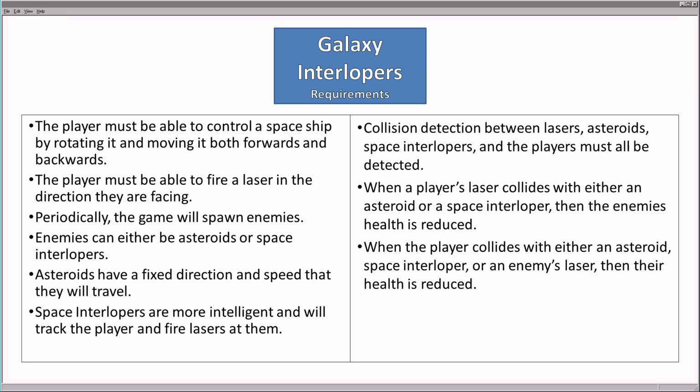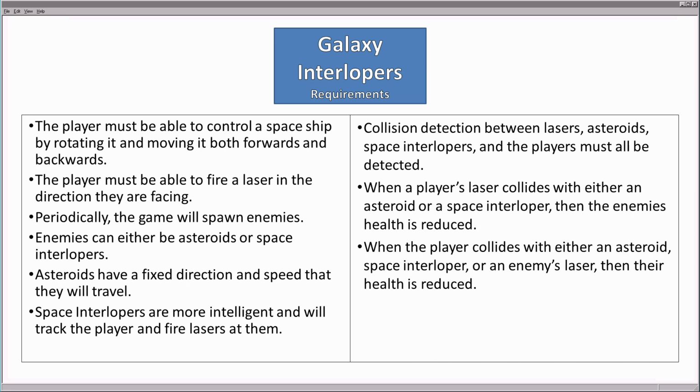The player must be able to control a spaceship by rotating it and moving it both forward and backwards. The player must be able to fire a laser in the direction that they are facing. Periodically, the game will spawn enemies. Enemies can either be asteroids or space interlopers. Asteroids have a fixed direction and speed in which they will travel. Space interlopers are more intelligent and they will track the player and fire lasers at them.